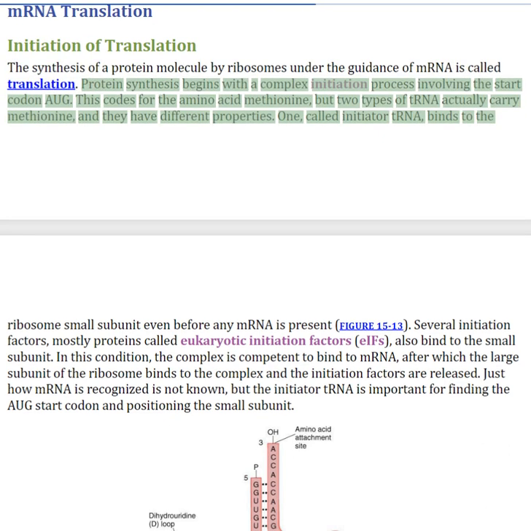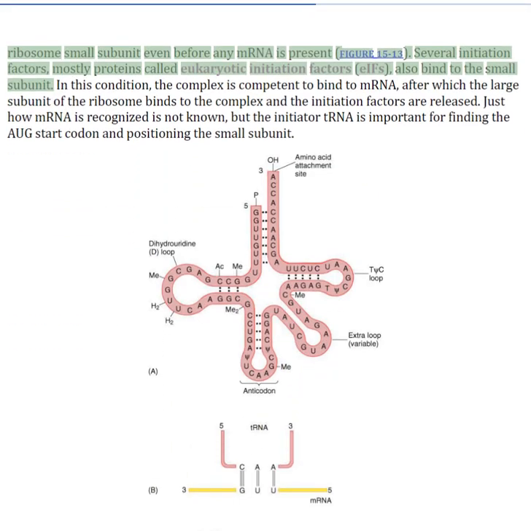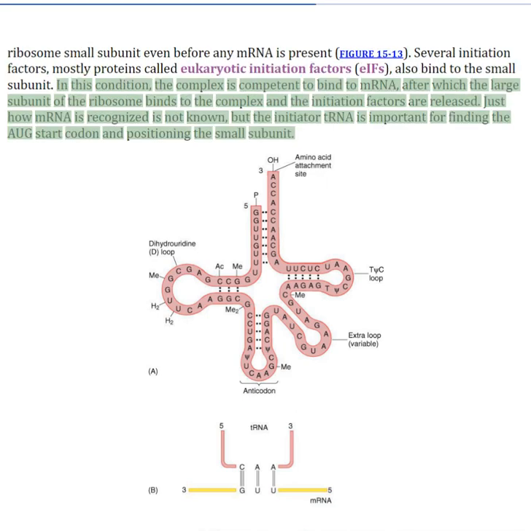Protein synthesis begins with a complex initiation process involving the start codon AUG. This codes for the amino acid methionine, but two types of tRNA actually carry methionine, and they have different properties. One, called initiator tRNA, binds to the ribosome small subunit even before any mRNA is present. Several initiation factors, mostly proteins called eukaryotic initiation factors, also bind to the small subunit. In this condition, the complex is competent to bind to mRNA, after which the large subunit of the ribosome binds to the complex and the initiation factors are released.